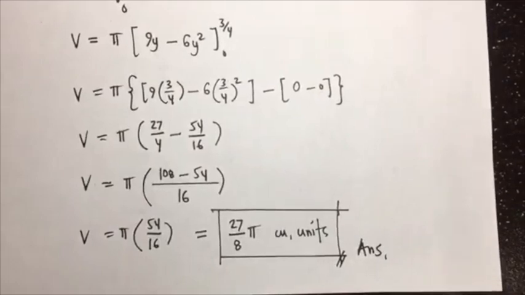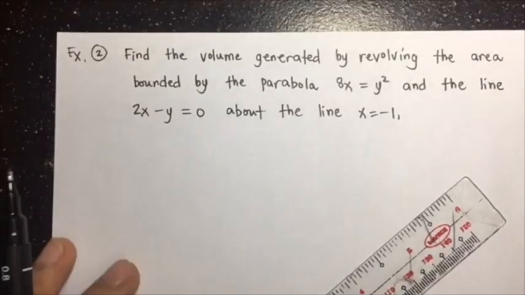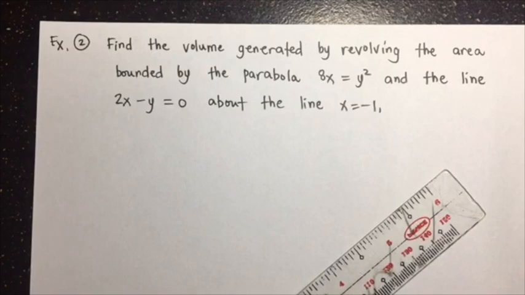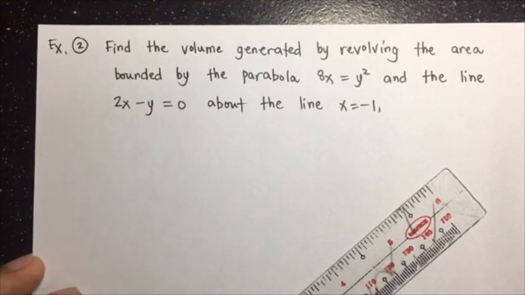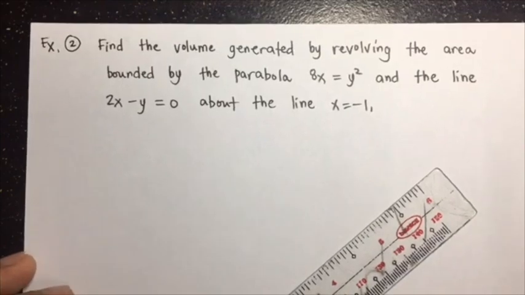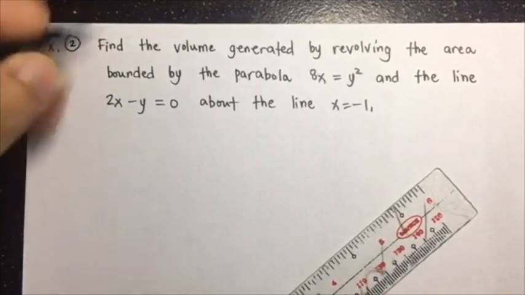So that's it. For our second example, find the volume generated by revolving the area bounded by the parabola 8x is equal to y squared and the line 2x minus y is equal to 0 about the line x is equal to -1. Again, the first step is to sketch the curve.